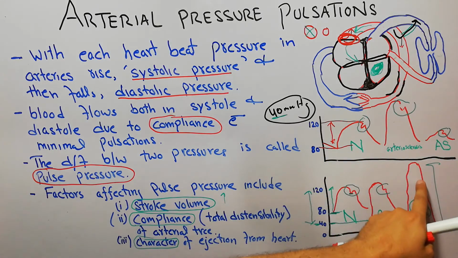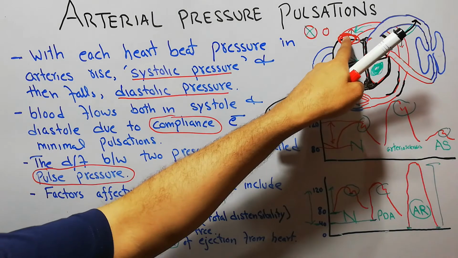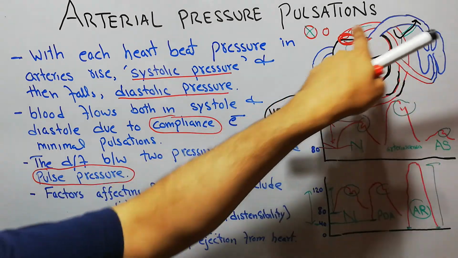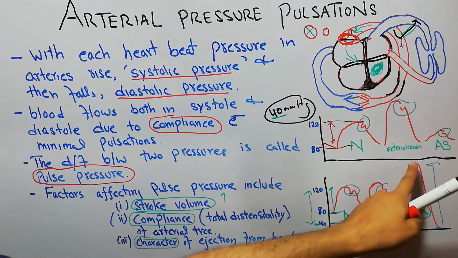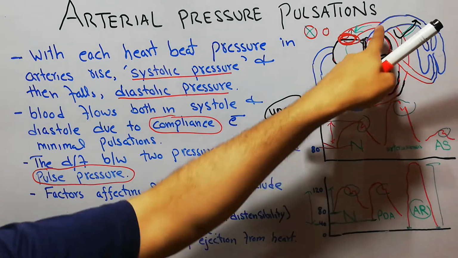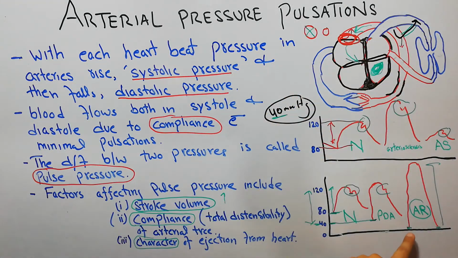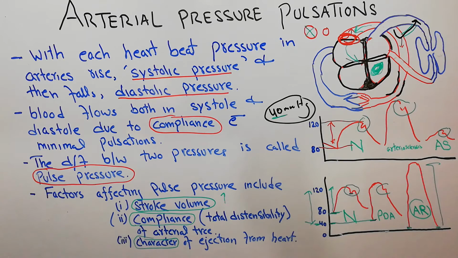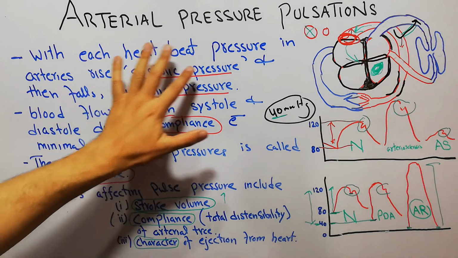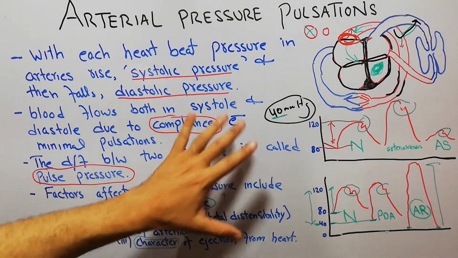This incisura is lost here because the valve is incompetent. It will not be able to stop the backward flow of blood, so there will be no incisura and the diastolic pressure will be falling up to the zero mark, which will lead to a big pulse pressure difference. So the arterial pressure pulsation, or the pulse pressure, is the difference between systolic pressure and diastolic pressure.